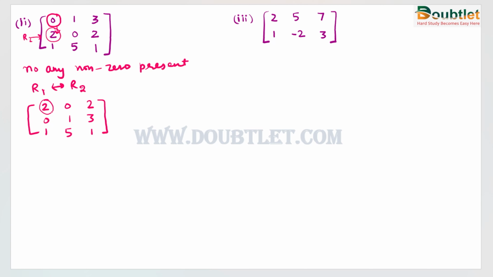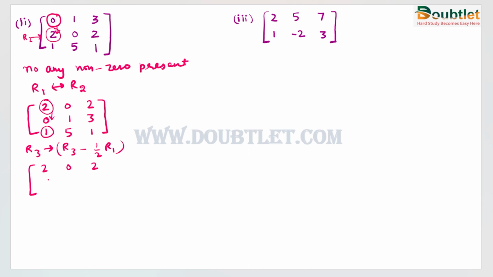Now we will look down this column, and all the elements in the column below this leading 2 should be 0. So this element is 0, and there is no need to apply an operation in row 2. But this 1 is non-zero. So we will apply the operation in row 3 and make this element 0: R3 minus 1 by 2 times R1. With this operation we can make this element 0.